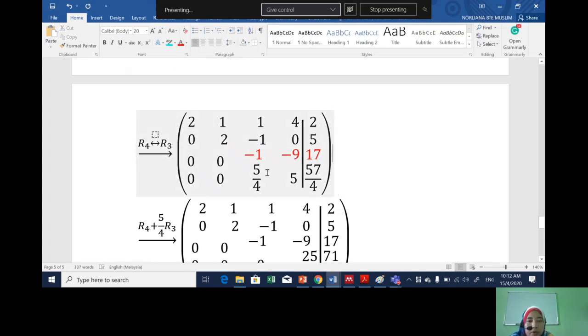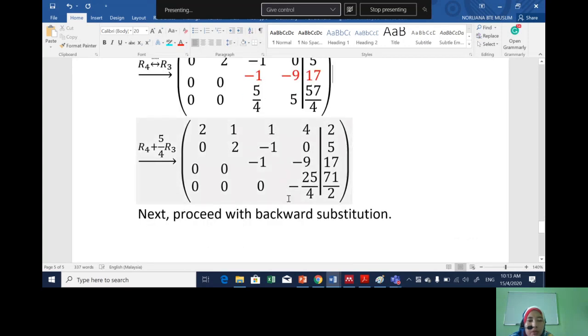After pivoting, the next step is to make the number below this negative 1 become 0. So find out what the operation is. This is the formulation. Make it 0. And then here we stop. We stop the matrix and then proceed with the backward substitution. So that is the explanation.